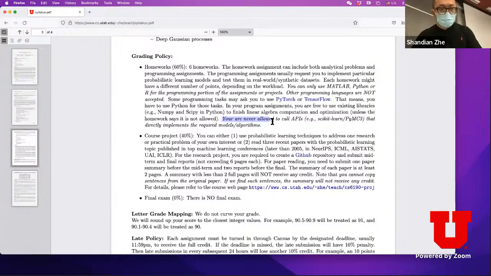For example, if you are requested to implement Bayesian linear regression, you have to write down the whole inference, the whole model estimation algorithm. You cannot just call one line of code in scikit-learn, right? So in scikit-learn, maybe 2 lines of code: one line of code to create such a model, a second line of code to learn that model. That's not allowed. Okay. Any question regarding the homework assignments?